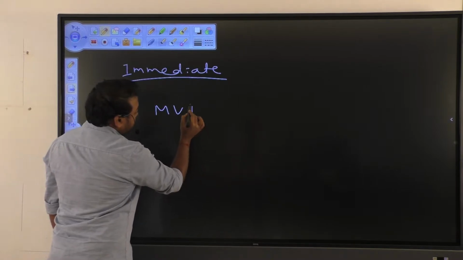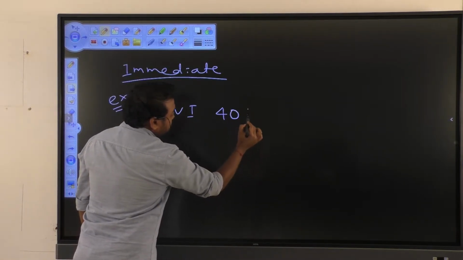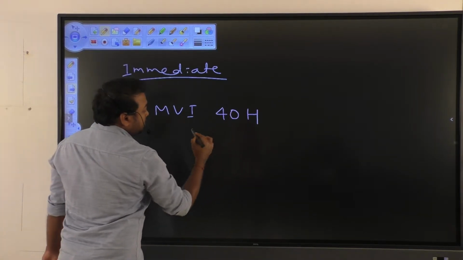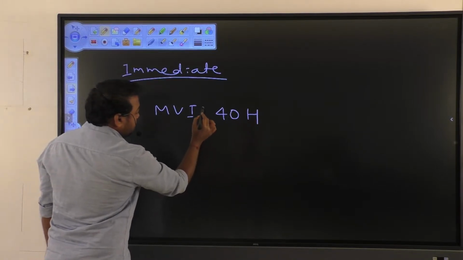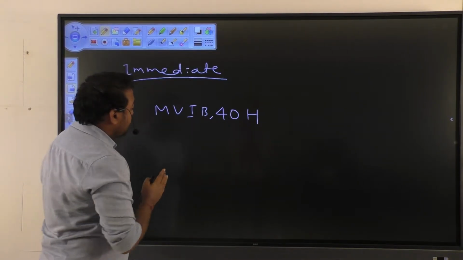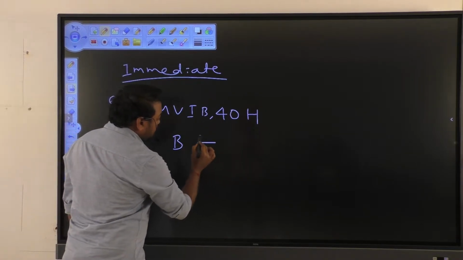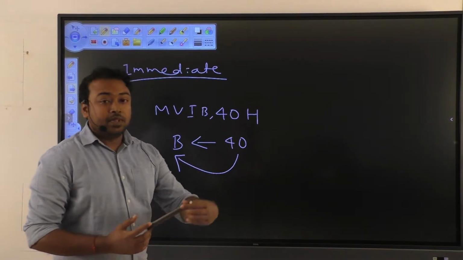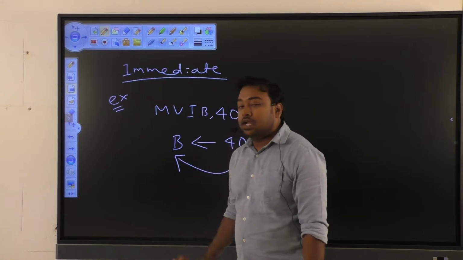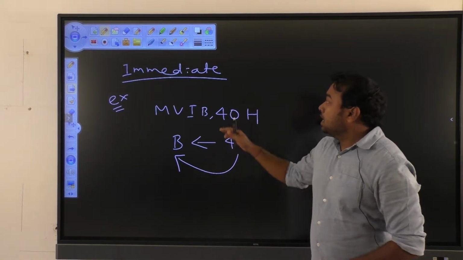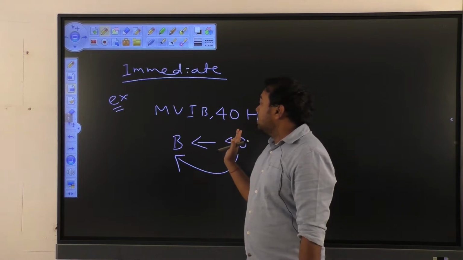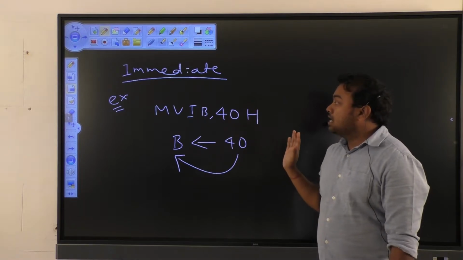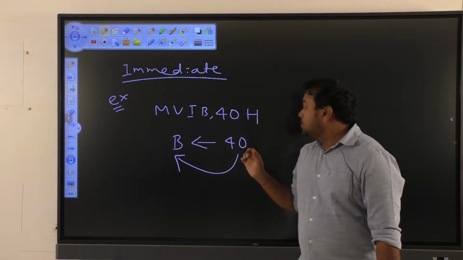MVI B, 40H. That is, 40 itself is the data. MVI B, 40 means the data 40 is moved to register B. B is a general purpose register present in the 8085 microprocessor. So in immediate addressing mode, the data is present in the instruction itself. The advantage of immediate addressing mode is that the user can identify the operand.